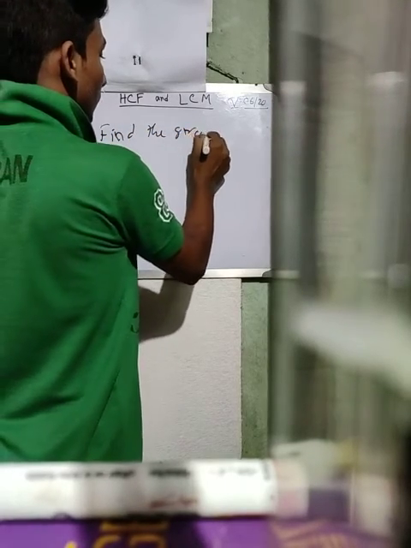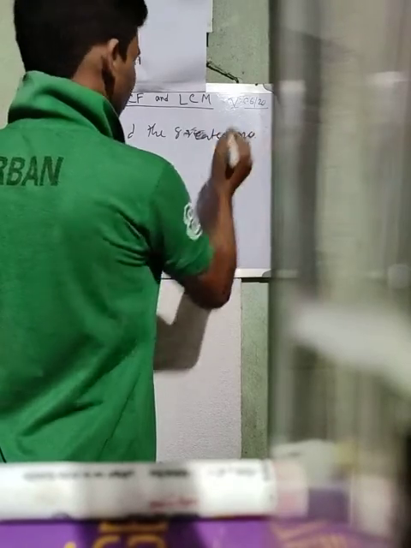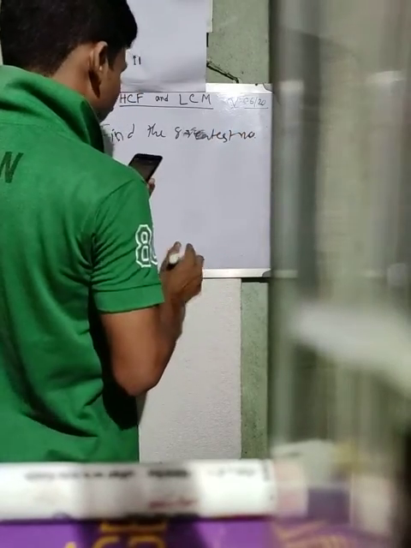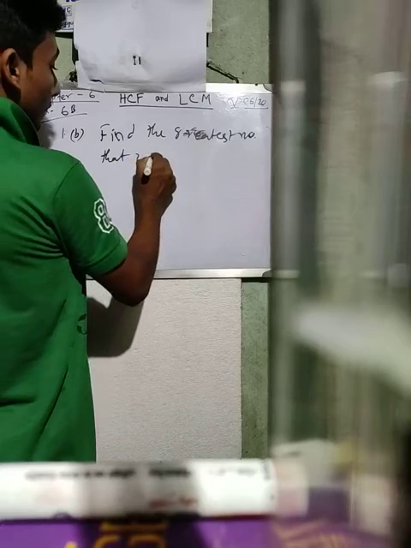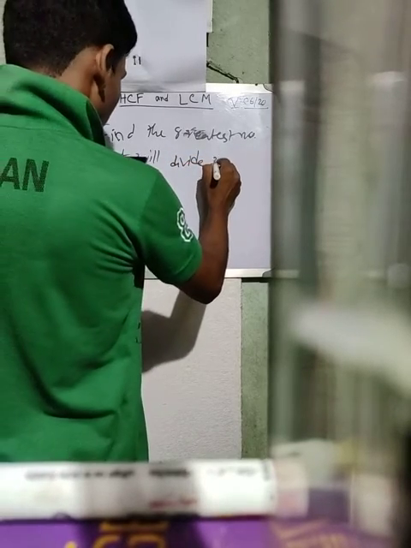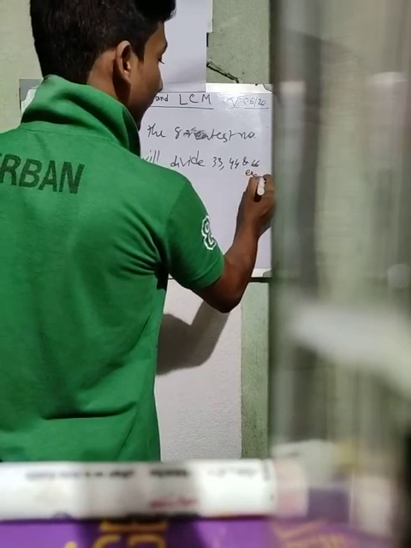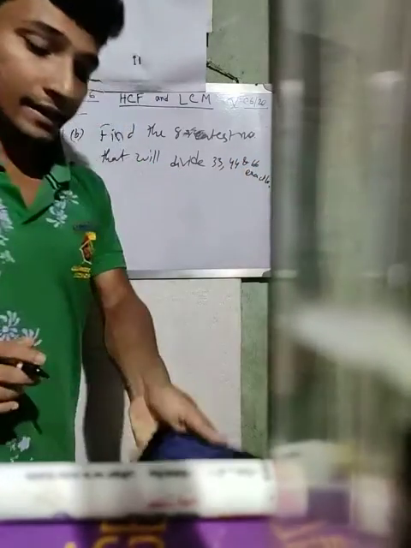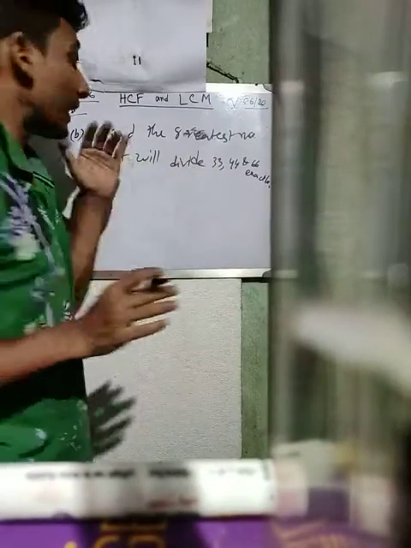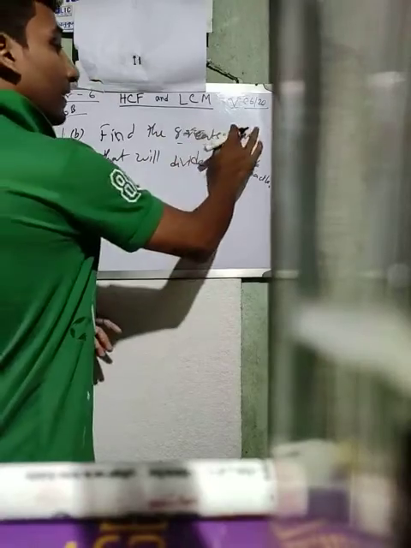Find the greatest number that will divide 33, 44 and 66 exactly. That means you clear the line at first. Find the greatest number. Greatest.